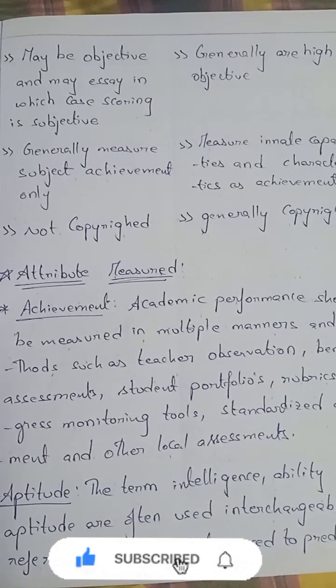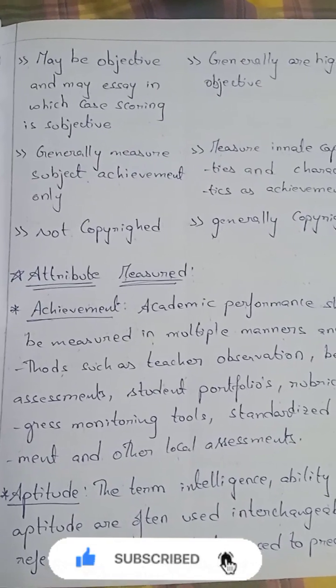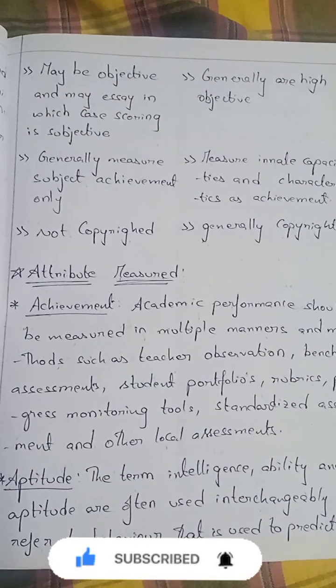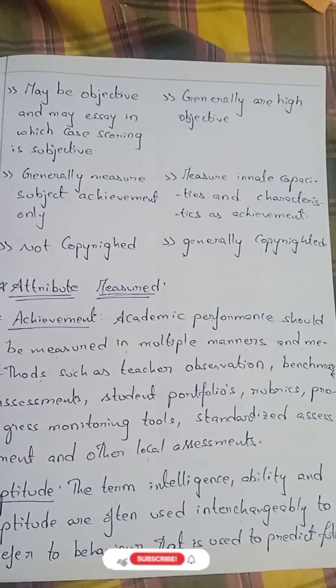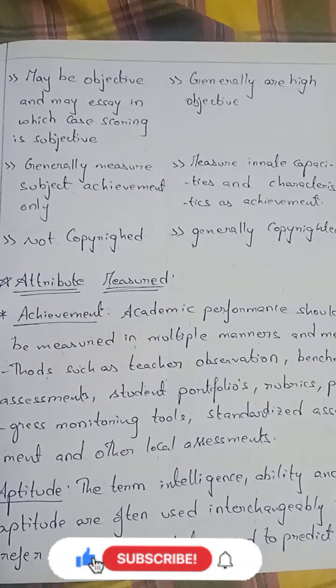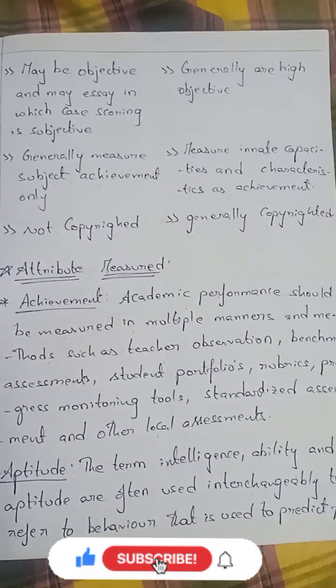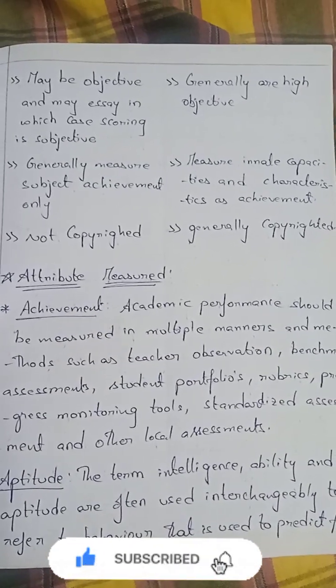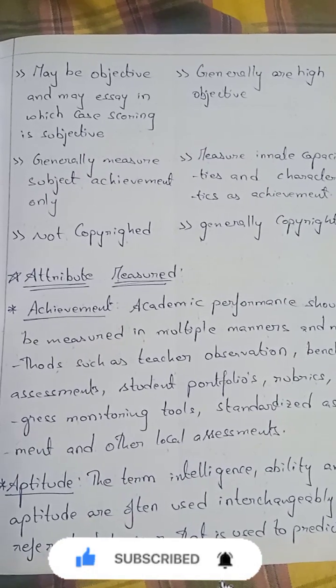And the next, attribute measures. Achievement. Academic performance should be measured in multiple manners and methods such as teacher observation, benchmark assessment, student portfolio, rubrics, progress monitoring tools, standardized assessment, and other local assessments.